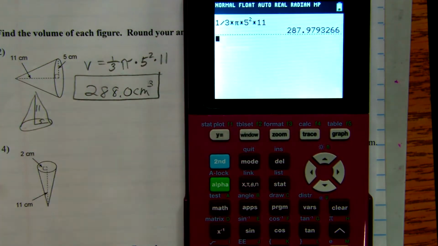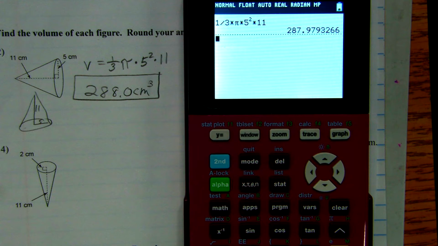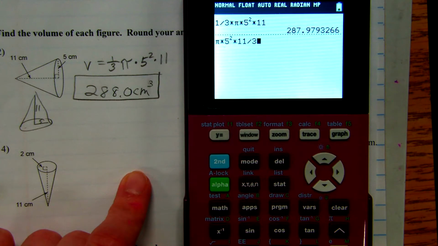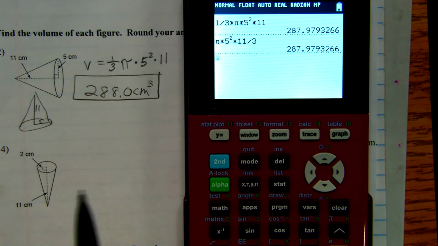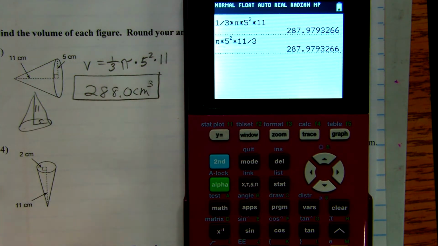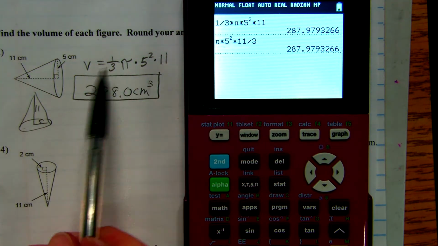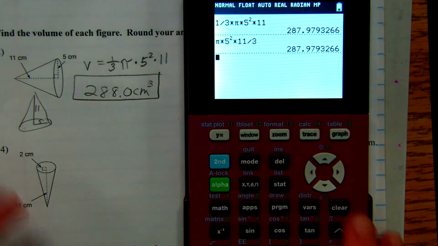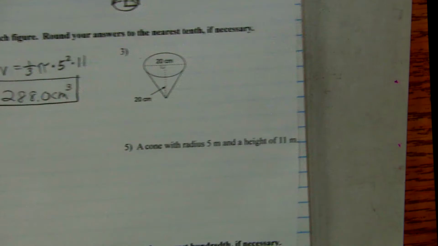So that's one way to type it in. I'm going to give you an alternate way. You could also type in pi times 5 squared times 11 and then just put divided by 3. It's slightly less typing. It'll get you the same answer. So dividing by 3 is the same thing as multiplying by 1/3. You can type it in however you want. If you just want to do it straight like the formula says, it works. Our graphing calculators can handle that. Okay, so let's go on and do the next one.